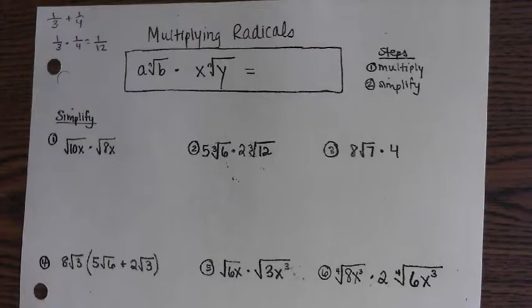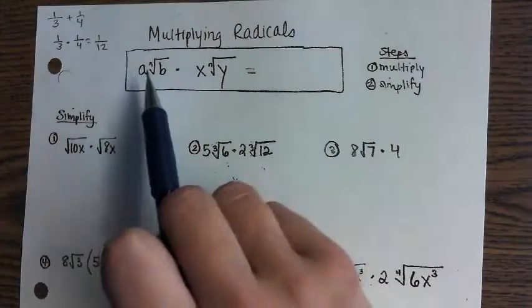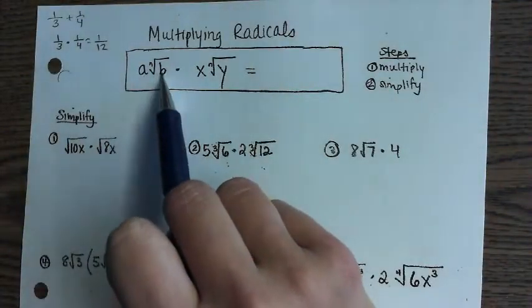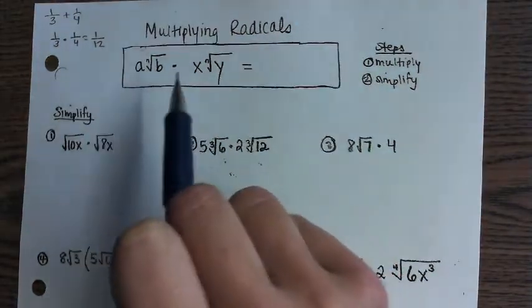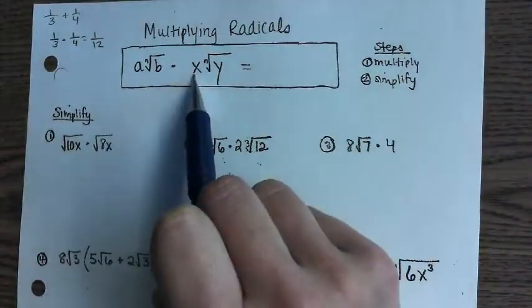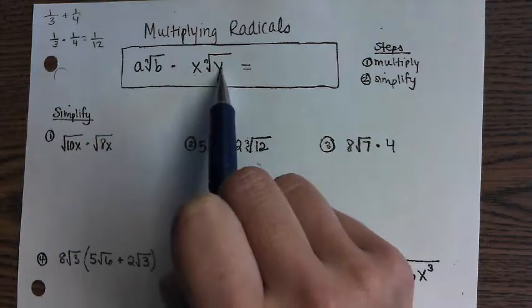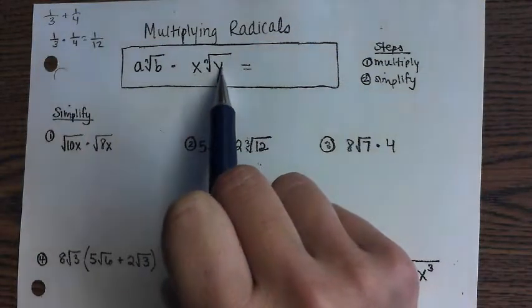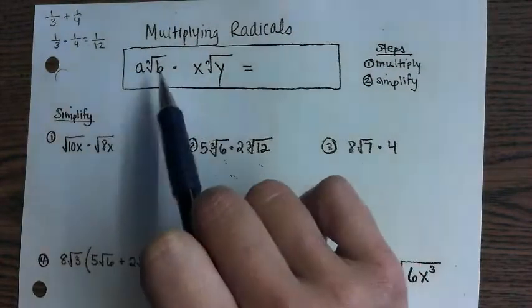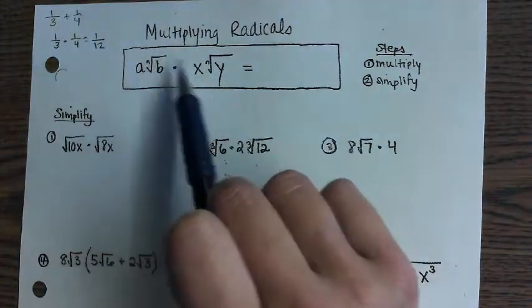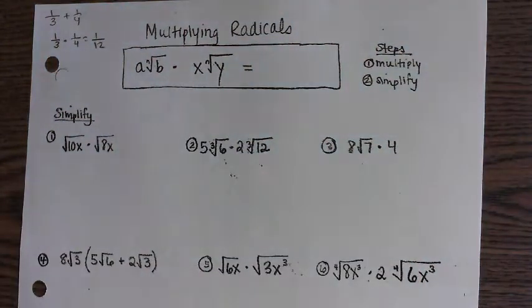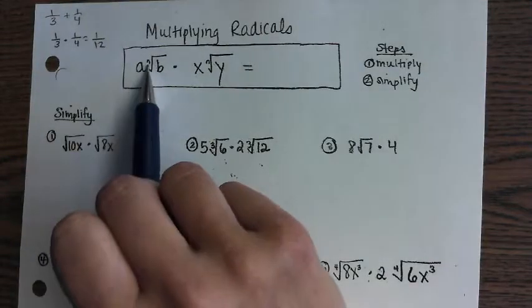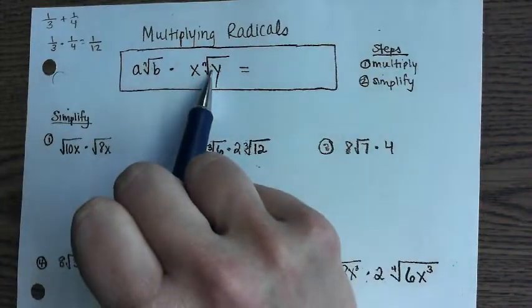So up at the top, we essentially have a times the nth root of b, this is just a generic format, times x times the nth root of y. First of all, in order to multiply radicals, they do have to be a common radical. Either you're taking the square root of both or the cubed root of both. Unfortunately, you won't be able to combine them. You just won't be able to do the multiplication at all if one's a square root and one's a cubed root. Can't do it.